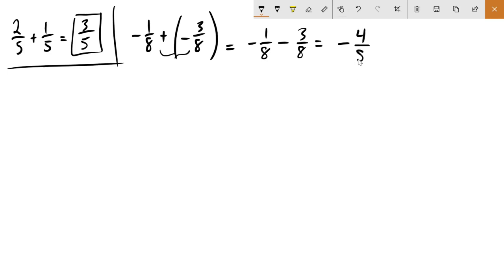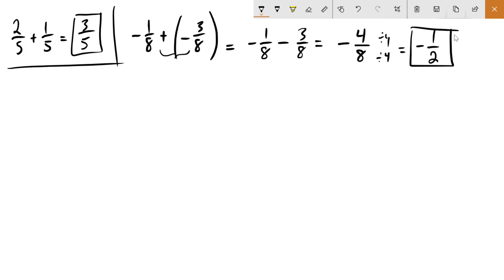Negative 4/8. So that would be the solution, but it's not correct because why? It's not most correct because it's reducible. Because these are both divisible by 4. So we need to reduce that. It'll come out to be negative 1/2.